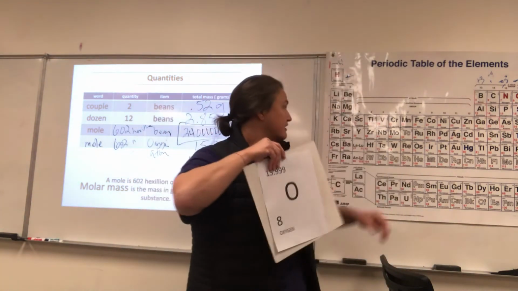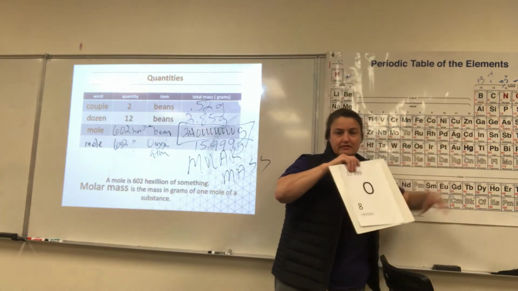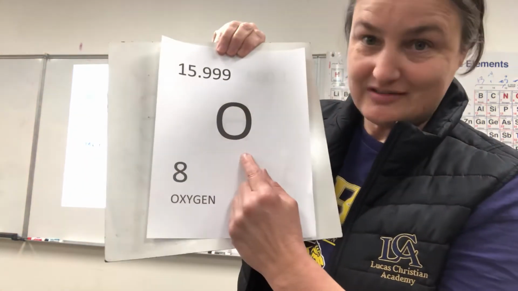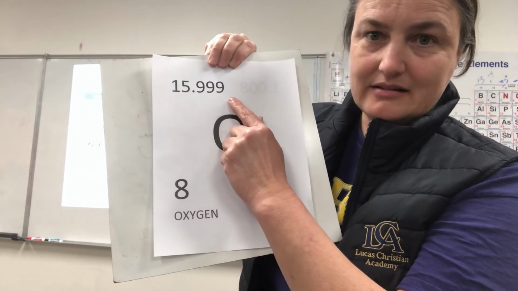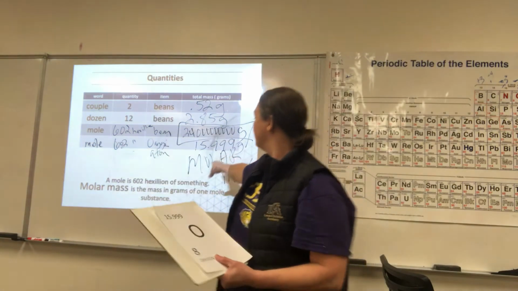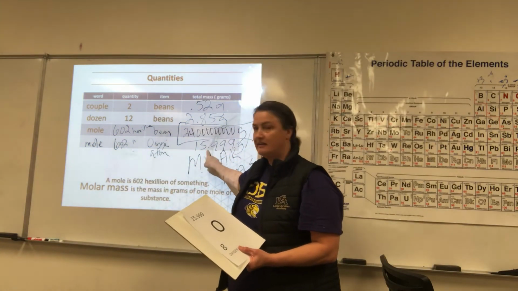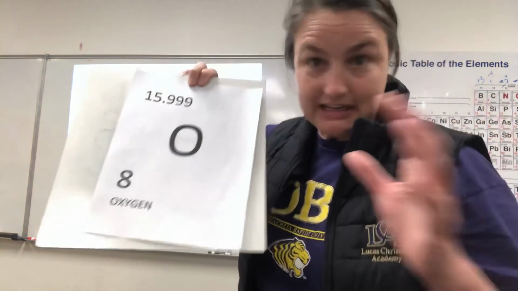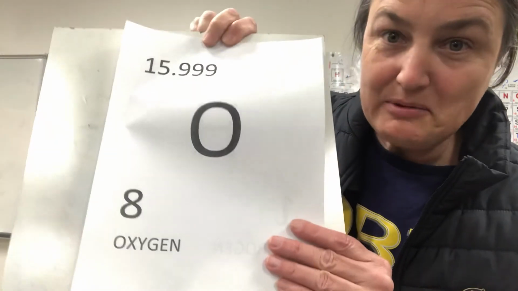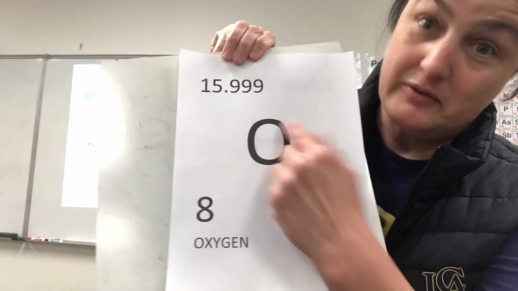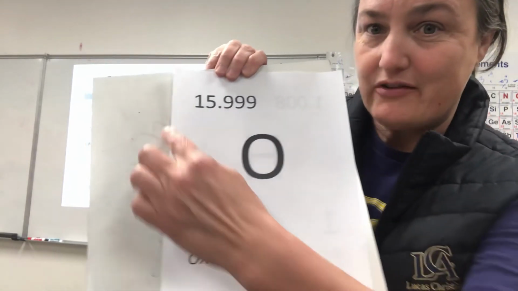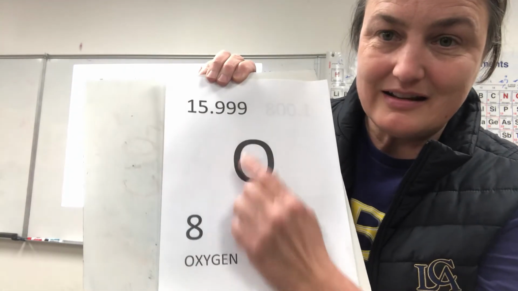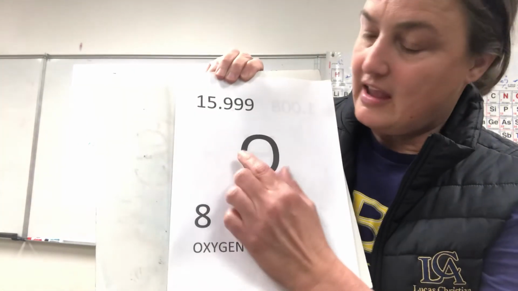I am taking from the periodic table of elements oxygen, and I've blown it up right here for you. And looky here, oxygen, 15.999. The molar mass of oxygen is 15.999. So on the periodic table of elements, everybody lean in and listen because this is important. This number here, which we've been calling average atomic mass, which it still is, average atomic mass in AMU, it's also the molar mass of the element.